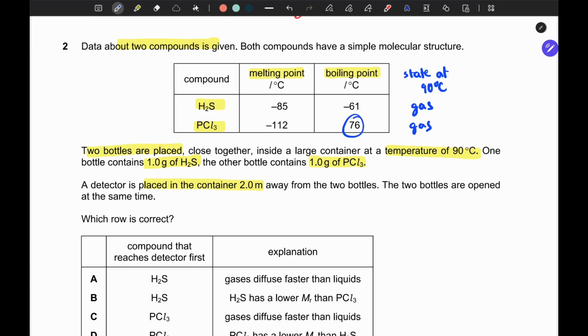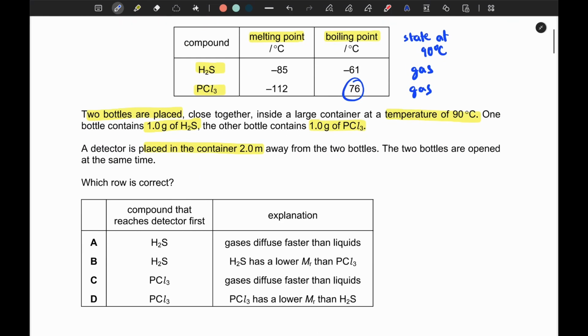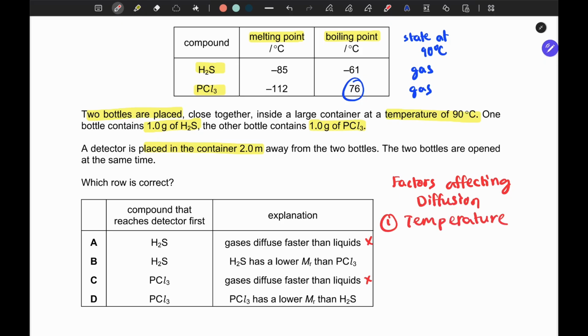Now, we know that gases diffuse faster than liquids. That is a fact. But over here, both of them are gases. So we can't really make a comparison based on whether it's a gas or a liquid. So the options that say that gases diffuse faster than liquids are automatically irrelevant because both of them are gases. So then how do we make the comparison? The factors affecting diffusion are mainly two things. The first one is temperature, which in this case is the same for both since both are at 90 degrees Celsius, but the other one is molecular mass.